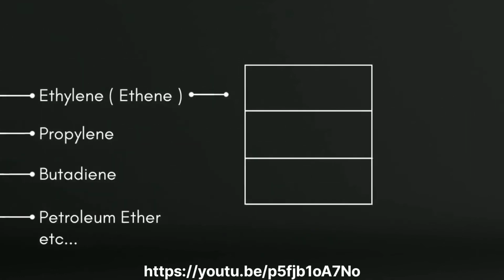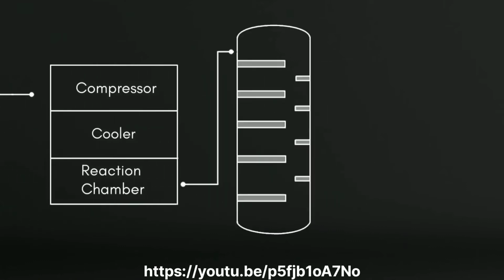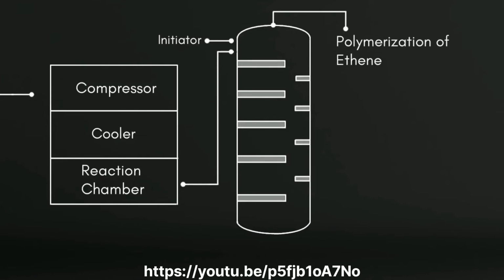And the next step, ethene is converted into polyethylene by the process of polymerization. First, the ethene is compressed and cooled. Then it is dense, almost like liquid. It is sent to the reaction chamber. In the reaction chamber, initiators are added. Initiators means a substance which starts a chain reaction. Then polymerization takes place. By this process, the ethene is converted into polyethylene.